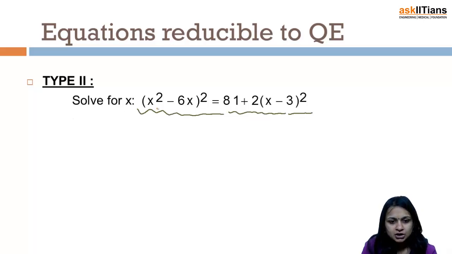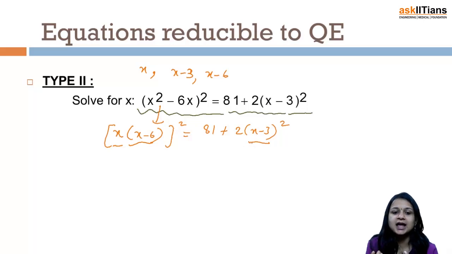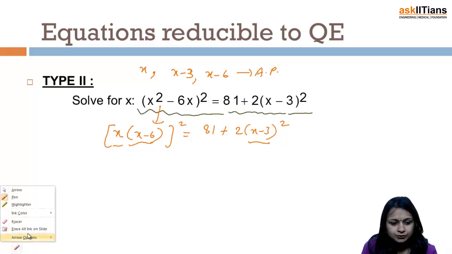arithmetic progression. So here if I solve it, this comes as x into (x minus 6) whole square, that is equal to 81 plus 2 into (x minus 3) whole square. So here I have x, then also I have x minus 3, and then I have x minus 6, right? So what all variables I have? x, x minus 3 and x minus 6, and they are forming an arithmetic progression, right? You can easily see that the common difference is same.